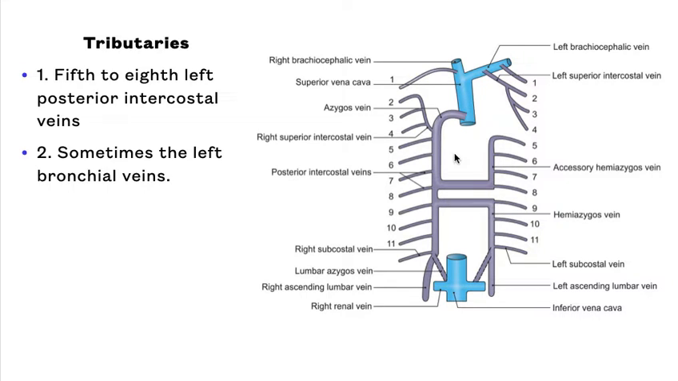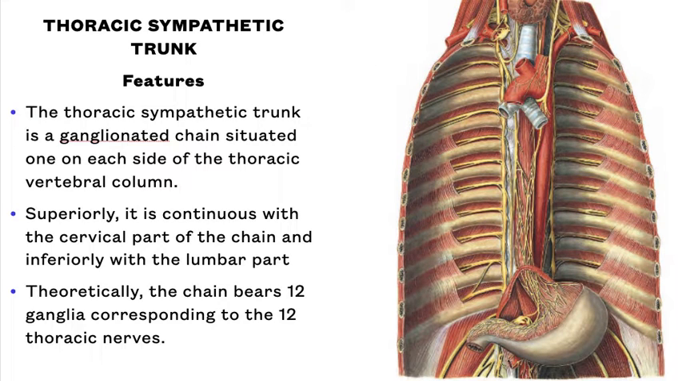Tributaries: 5th to 8th left posterior intercostal veins, sometimes the left bronchial veins as well. Now, very important, thoracic sympathetic trunk. Features: the thoracic sympathetic trunk is a ganglionated chain, one on each side of the thoracic vertebral column, superiorly continuous with the cervical part of the chain and inferiorly with the lumbar.